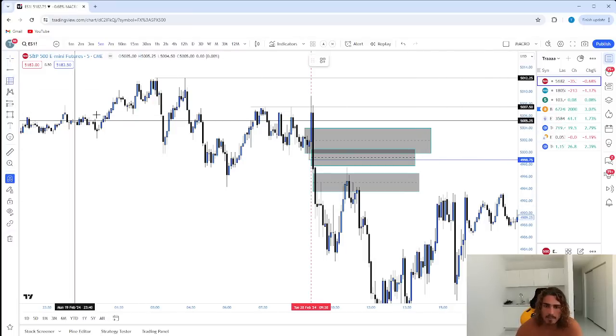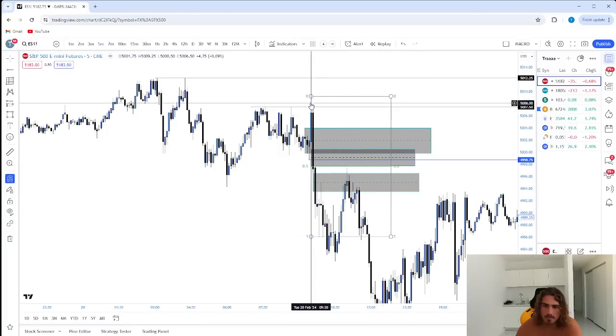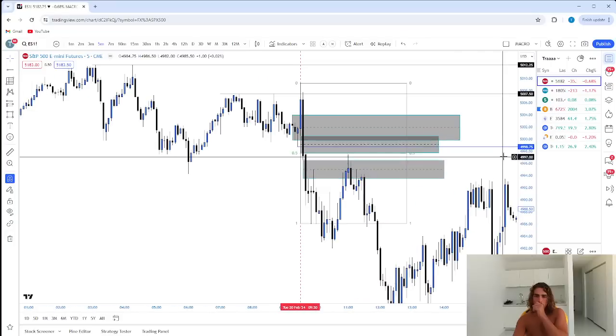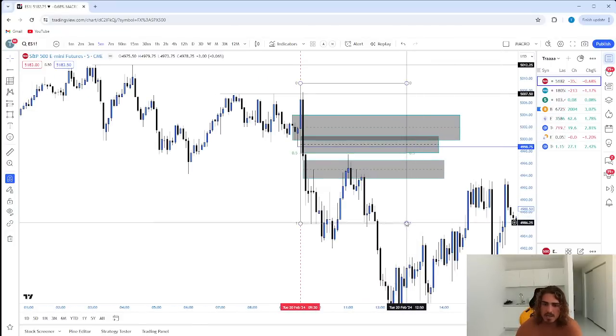We can go ahead and mark out equilibrium from the swing high down to the swing low. Okay. So let's see, out of all these confluences, which one gets hit? Did equilibrium get hit on this pullback? Nope.